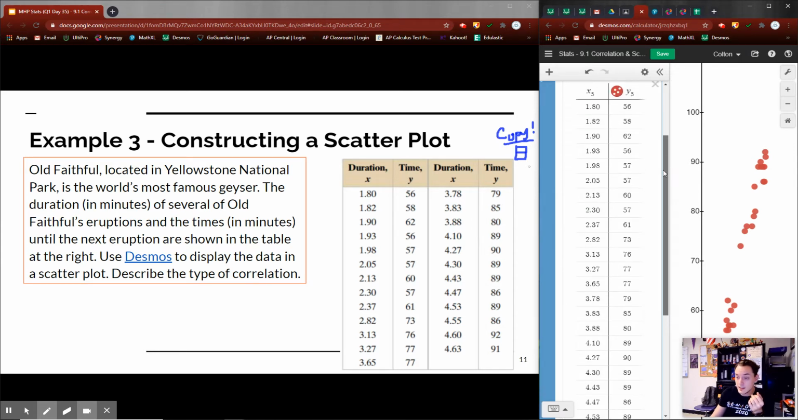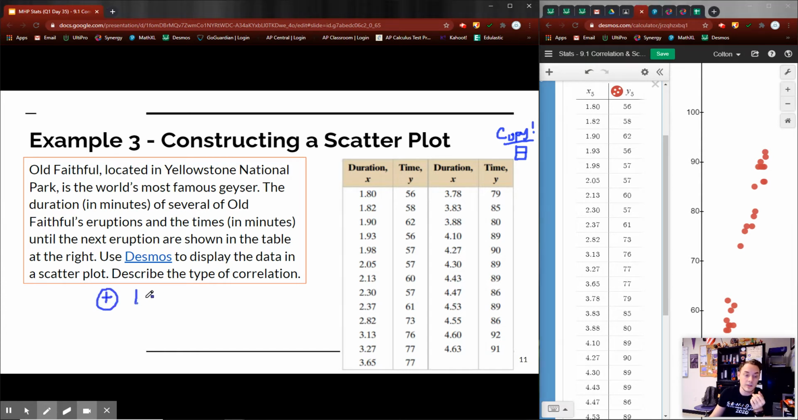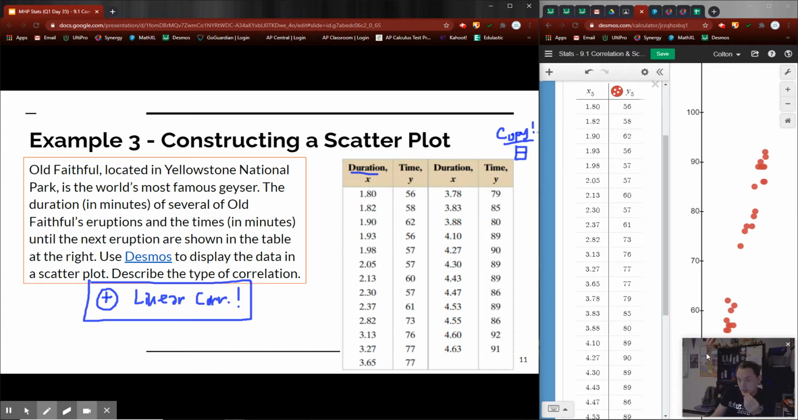Now, clearly, this is a positive linear correlation. So that's what I'm going to write. Positive linear correlation. Okay? That's my final answer. Why? Because as x's increase, as my duration increases, my time also increases. As the durations of the eruptions increase, the times until the next eruption tend to increase. As you can clearly see, this is going up that way, up.